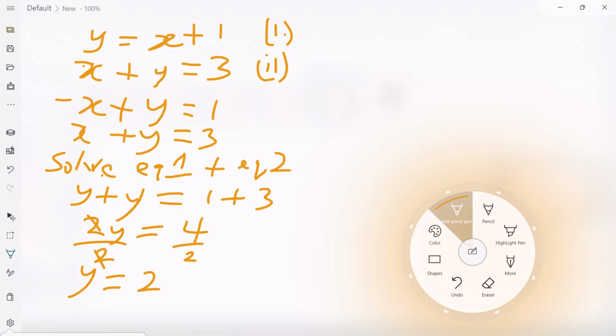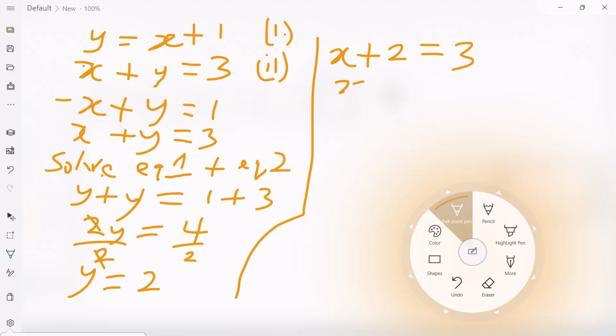Now I have my y. I can substitute y into equation 2. If I like equation 1, any of the two will give me the same thing. So x plus, instead of writing y, I will write 2. x plus 2 is equal to 3.